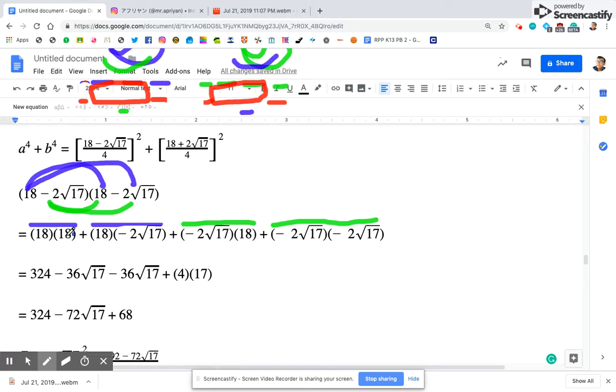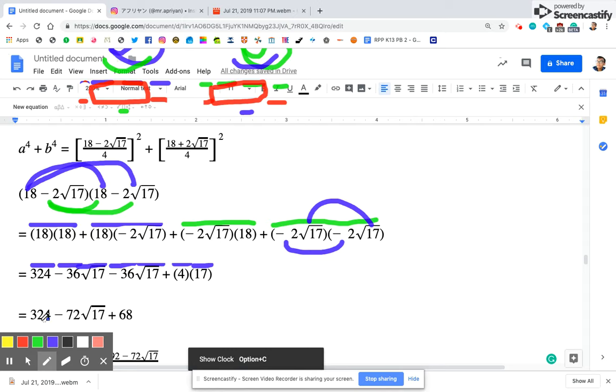18 times 18 is 324. 18 times negative 2 square root of 17. So we just multiply the front numbers. 18 times negative 2 is negative 36. And then square root of 17 is still square root of 17. And here also the same thing. Negative 2 times 18 is negative 36 times the square root of 17. And the last part, negative 2 times negative 2 is positive 4. And square root of 17 times square root of 17 is 17.